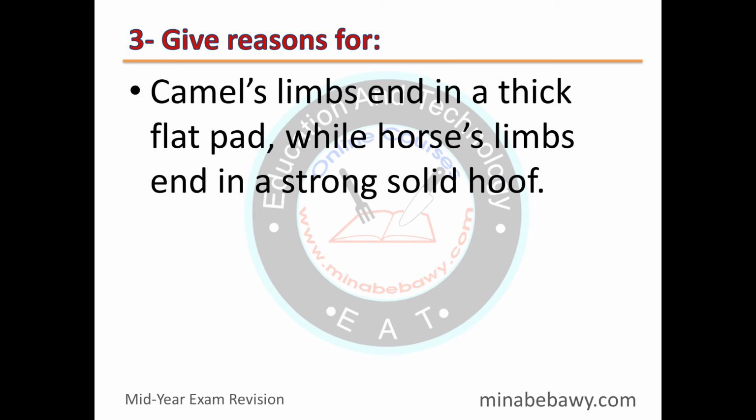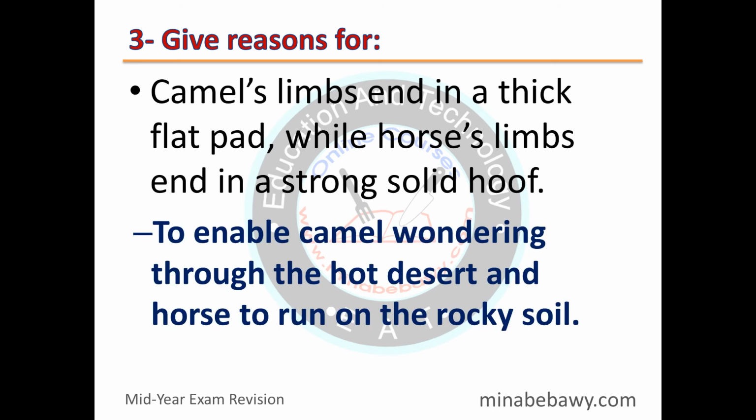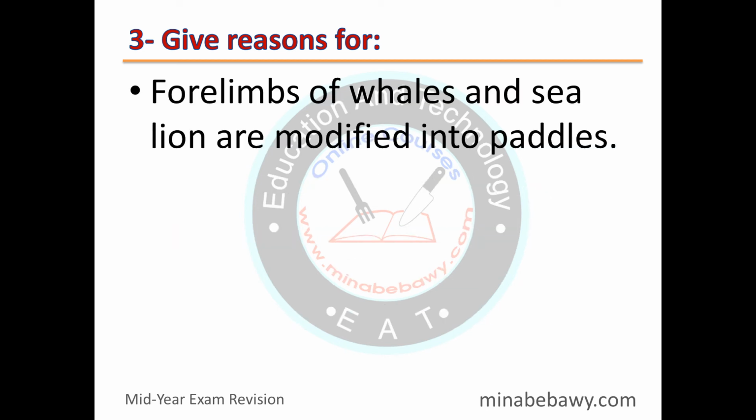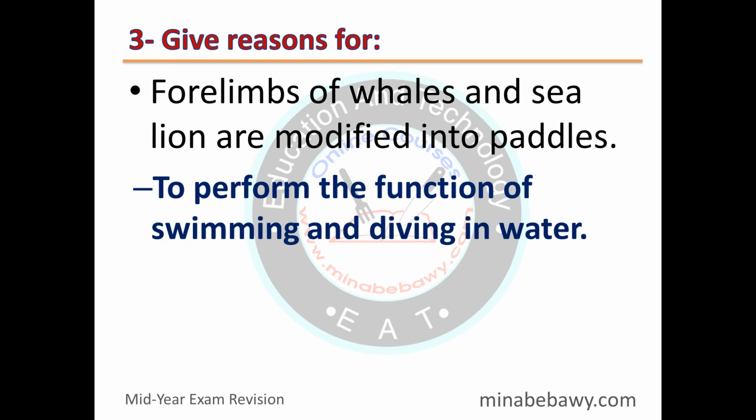Camel's limbs end in a thick flap pad, while horse's limbs end in a strong solid hoof, to enable camel to wander through the hot desert and horse to run on the rocky soil. Forelimbs of whales and sea lion are modified into paddles to perform the function of swimming and diving in water.